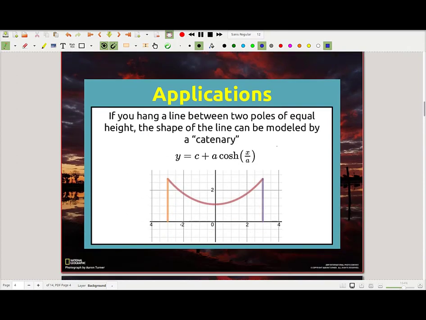Here's an application. I won't go through a specific example, but you actually see cosh a lot of times in nature when you see telephone wires draping between telephone poles. If you thought that was a parabola, you're close, but not quite right. It's actually formed by a hyperbolic function involving cosh.